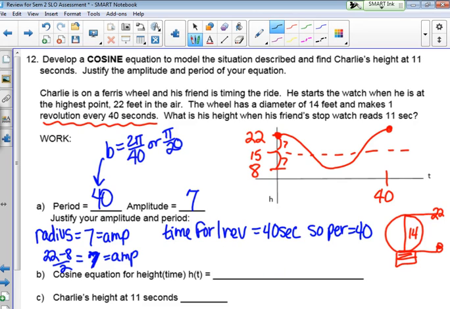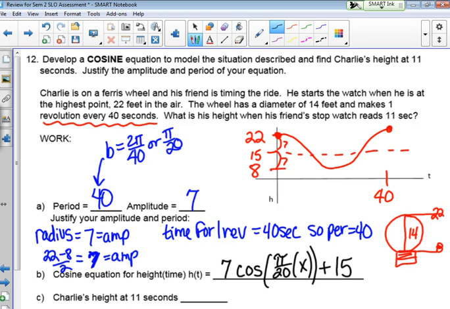Okay, who's got the equation then? Amplitude, I'm going to call it a cosine because it started at its max and it says it's okay to call it a cosine. Pi over 20 or 2 pi over 40, I don't care. We don't need a shift, right? So we could have done without the extra parentheses, doesn't matter.